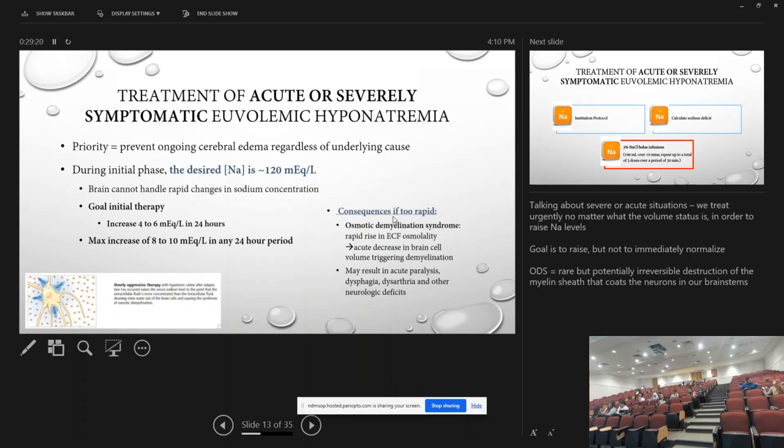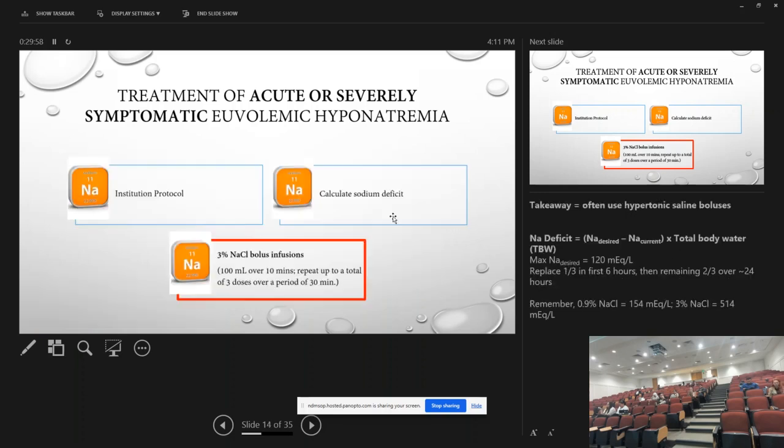And what you want to do is treat to the symptoms. So if they're seizing, you're going to treat until they stop seizing, or until you reach these thresholds like I mentioned. If they have a coma, you're going to treat until they're not comatose anymore. So it could take a while depending on the patient. But remember these goals: increase 4 to 6 milliequivalents per liter in 24 hours and no more than 10 milliequivalents per liter in any 24-hour period. We already talked about the consequence of too rapid correction, the osmotic demyelination. So that would be the major concern with overtreatment.